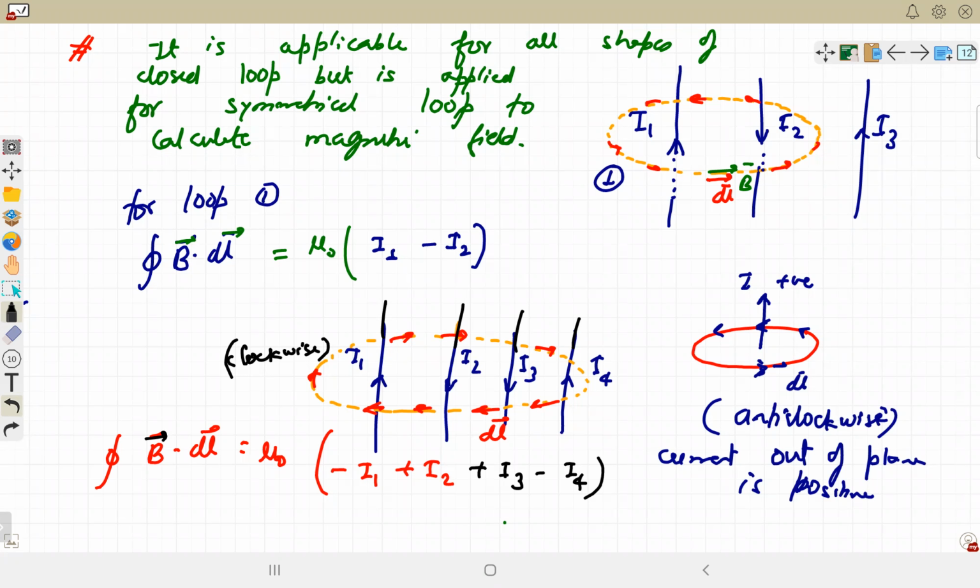Yes, boss, any doubt in this part, please ask. Any doubt till now? Magnetic field is to be integrated, it is pure maths. It is not a law that has been derived by using experiment. This is a mathematical version. Fine. Okay.